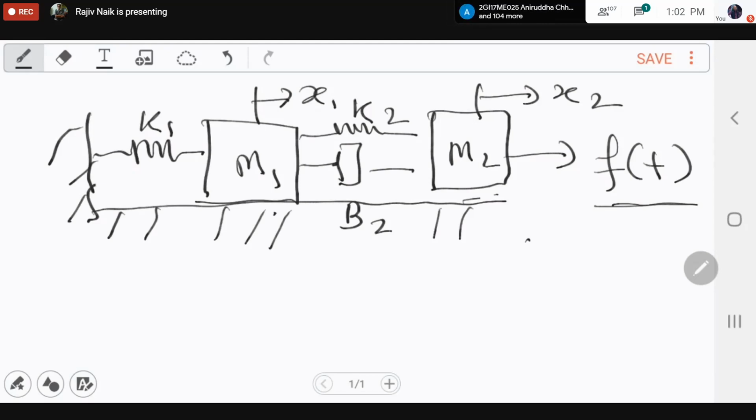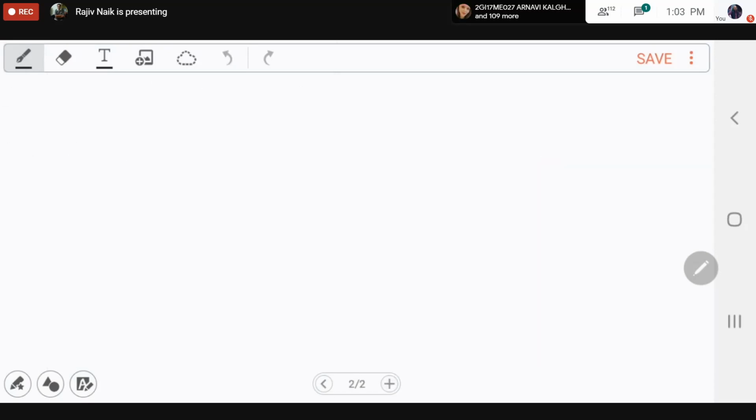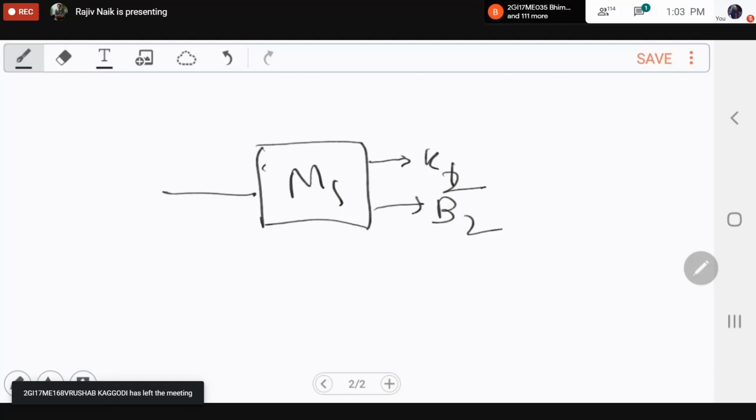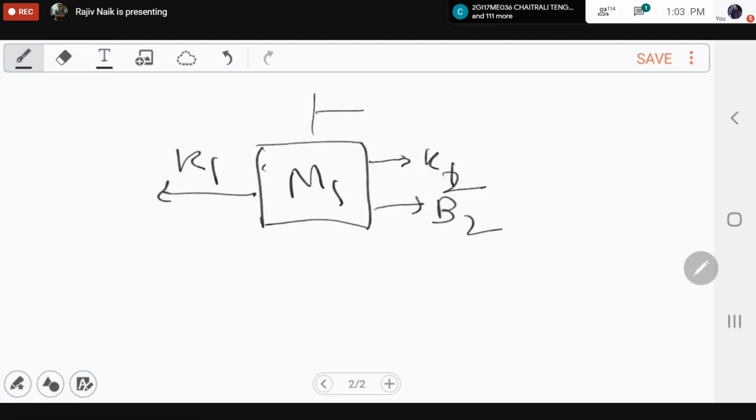So here, I will start with mass M1. If I draw a free body diagram of mass M1, this mass M1 is connected by one spring force K1 and another force, K2 and B2. And on this side there is spring K1, and this mass M1 has a displacement x1. This is what is the nature.